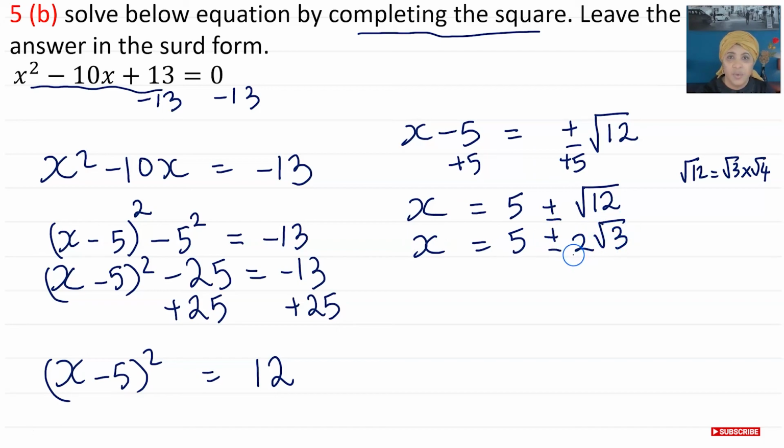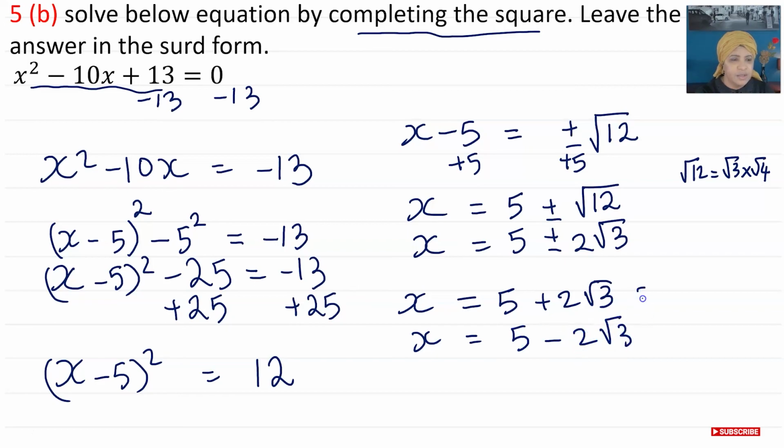We should always try to simplify our surds. So you have now your two solutions. x is going to be equal to 5 plus 2 root 3, and x is going to be equal to 5 minus 2 root 3. So these are your two solutions, guys.